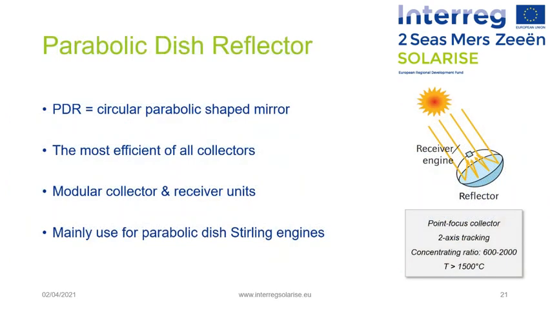About the parabolic dish reflector, it consists of a circular parabolic shaped mirror that concentrates the solar radiation on a point focus absorber and tracks the sun in two axes. It is the most efficient of all collectors with the highest concentration ratio. Nevertheless, its operation and its application are quite different from the other collectors presented previously. Indeed, they are much smaller than the other point focus type absorbers of the previous heliostat collectors, which implies that they are rather made to be modular.